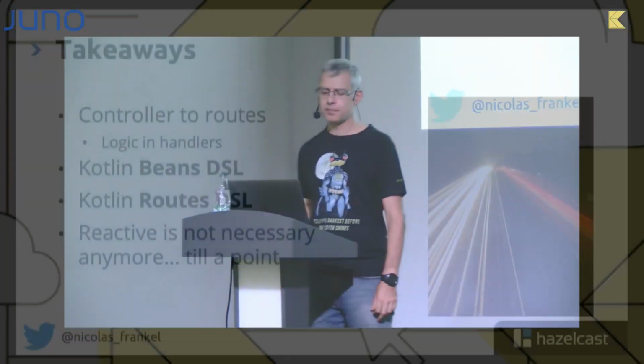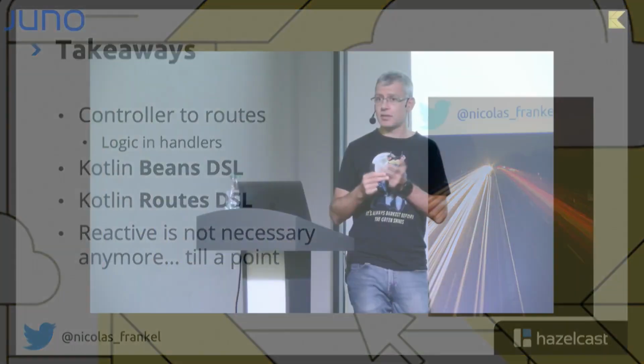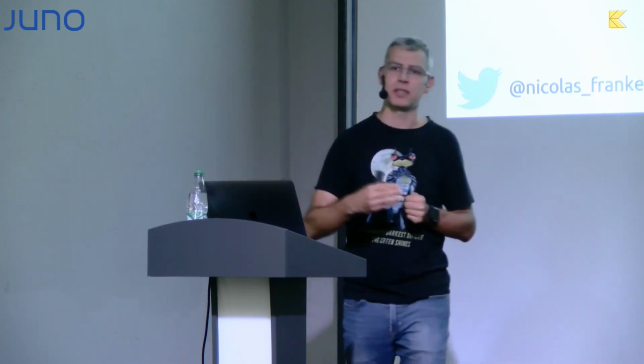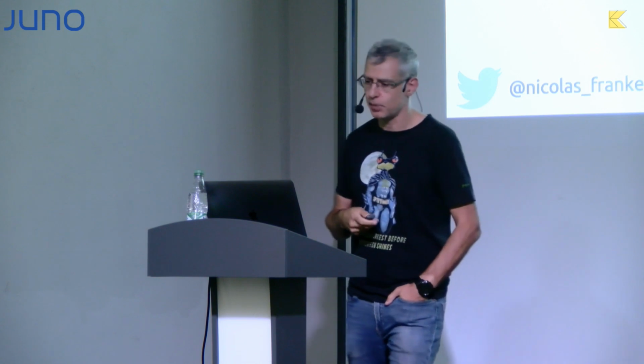So, takeaways. If you want to go down this path of Spring functional because you don't like annotations, you don't like magic, you want everything by yourself, first you take your controllers, you migrate them to routes, then you can use the Kotlin router DSL for that, then you can use the Kotlin beans DSL for that. It's not necessary to be reactive anymore. Now, if you want to go further using Spring Fu, then the integration with normal servlet stuff is not that great, and you need to go reactive at this point.